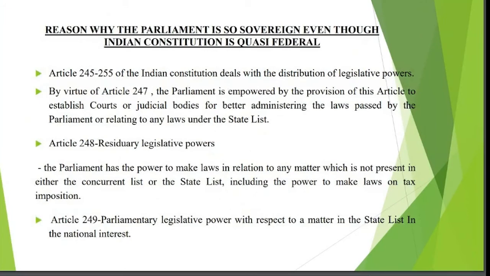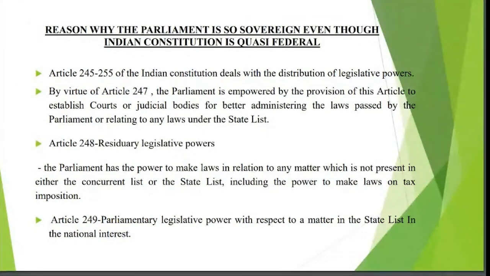Now let us have a look into the reasons why the Parliament is so sovereign. It is to be noted that Article 245 to 255 of the Indian Constitution deals with the distribution of legislative powers. So let's have a glance at the important articles among them. By virtue of Article 247, the Parliament is empowered to establish courts or judicial bodies for better administration of the laws passed by the Parliament or relating to any laws under the state list.